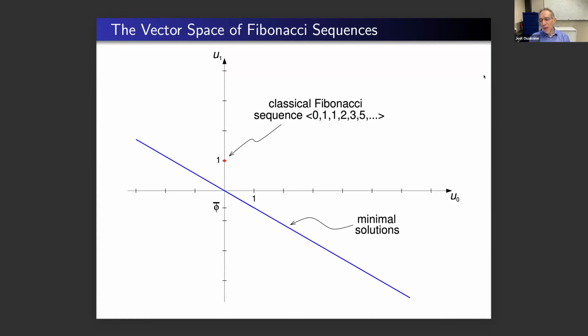And the vector space of minimal solutions, it's not a vector space, just because the origin does not belong to it, but I'm going to otherwise call it a vector space. The vector space of minimal solutions is this blue line. And the point about the blue line is that it has slope, what we call the critical ratio, this phi bar, the Galois conjugate of the golden ratio. So anything lying there is a minimal solution.